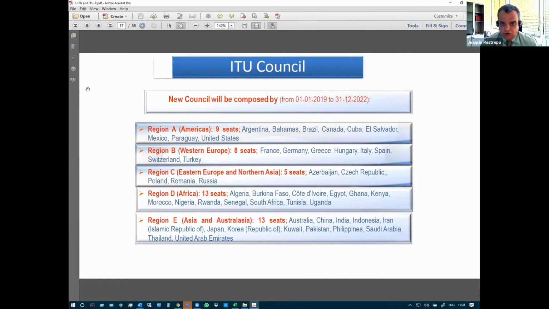The composition of the council for this period, 2022, is by regions. There are a number of seats according to the region. Region A, Americas; B, Western Europe; Region C, Eastern Europe and Northern Asia; D, Africa; E, Asia.